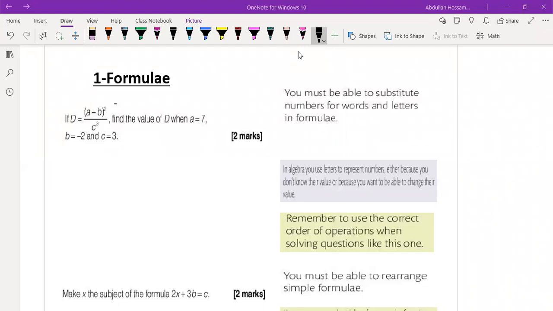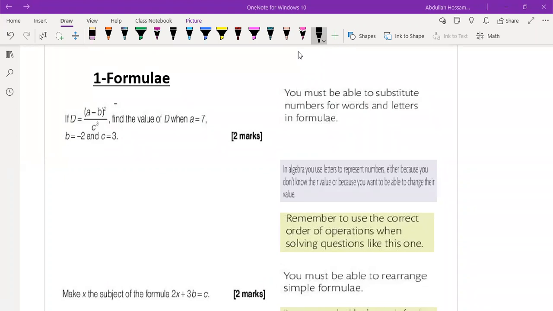Welcome to my free session, and today we're gonna speak about algebra. And as I said, sometimes you need to deal with formula, and you need to substitute numbers for words and letters in any formula you have.